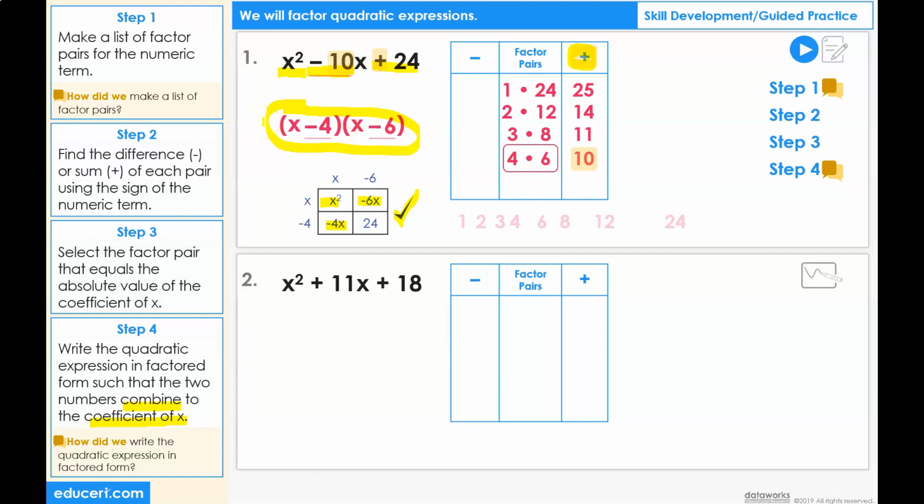Then we finished finding the equivalent expression in factored form by finding the operation needed to ensure that these two binomial factors would multiply and give us the original quadratic expression. You are now ready to factor the quadratic expression in problem number 2.